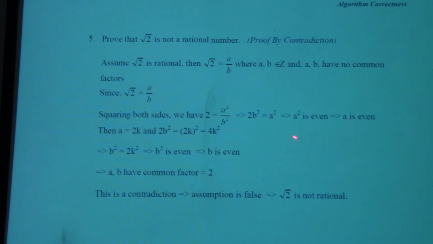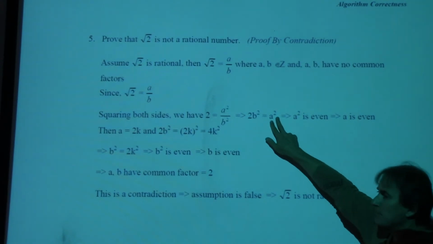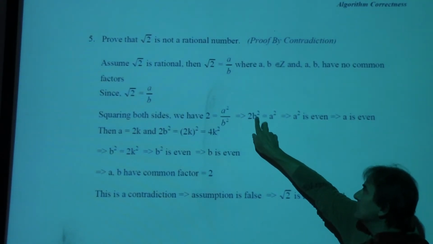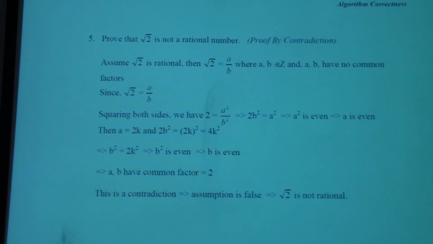If a is odd, then a squared is odd. We proved that. So therefore, if a squared is even, a is even is true because it's the same proof. It's the contrapositive proof, isn't it? So what I'm saying is when we square both sides, we find out that 2b squared is equal to a squared. In that case, a squared must be even. Why? Because it's 2 times some number. So therefore, a squared is even. That implies that a is also even from the previous proof.